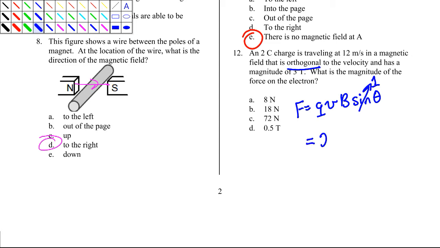I just have 2 coulombs. V is 12 meters per second. And B is 3 Tesla. That's 72.